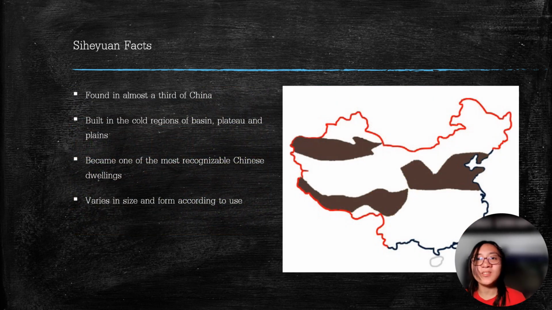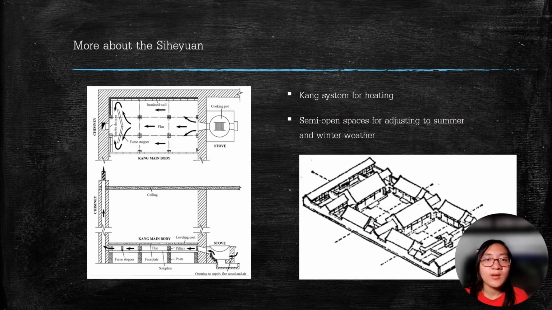This building type spread to almost a third of China and was built in the cold regions, including the basin, plateau, and plains. It has become one of the most recognizable Chinese dwellings and a symbol of Chinese vernacular architecture. Since it was so widespread, it took on many variations. The Siheyuan also utilizes a kang system for heating, as shown in the drawing on the left. The different degrees of enclosure, from fully indoors to veranda to the courtyards, allows the inhabitants to find thermal comfort in the different seasons.